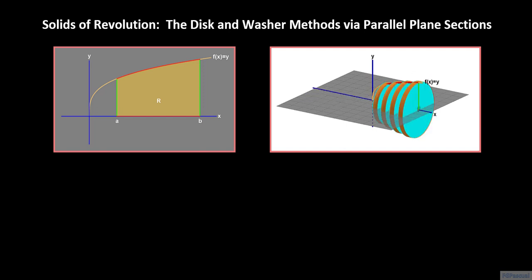To generate these disks, we partition the interval from a to b into n subintervals, using the strictly increasing partition points or nodes x sub 0, x sub 1, all the way through x sub n. We set x sub 0 equal to a, and x sub n equal to b. Each subinterval determines its own disk. Suppose that we have the ith disk or section on the right diagram. This section must correspond to the x interval between x sub i minus 1 and x sub i.